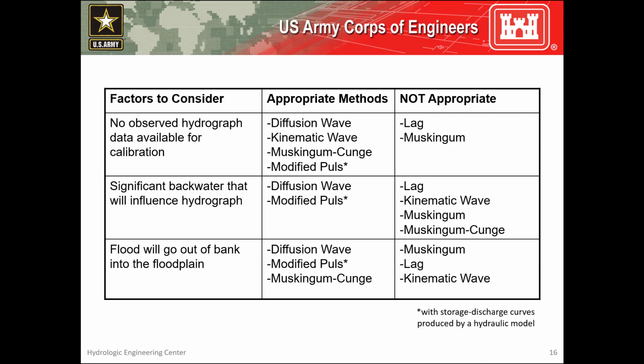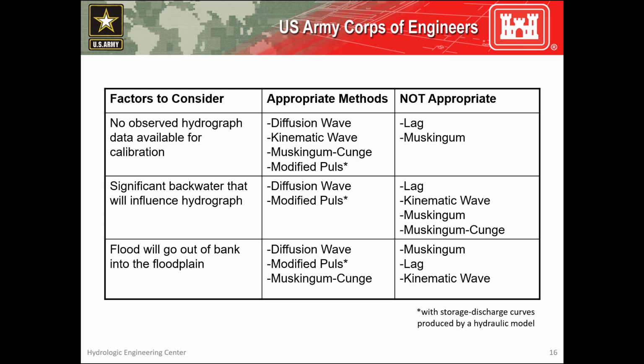Now I'll present some tables that summarize the factors we just discussed. Now, these aren't hard and fast rules or anything like that. These tables are meant to provide a quick way to identify reasonable modeling choices. When no observed data is available, it's difficult, if not impossible, to have faith in the estimated parameters for, say, the lag and Muskingum methods, so it's best to not use them in those situations.